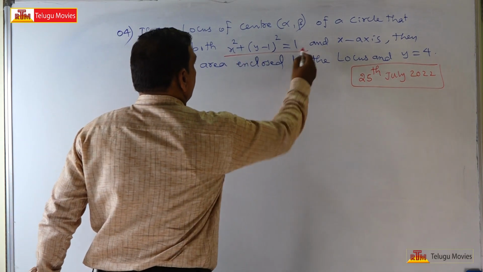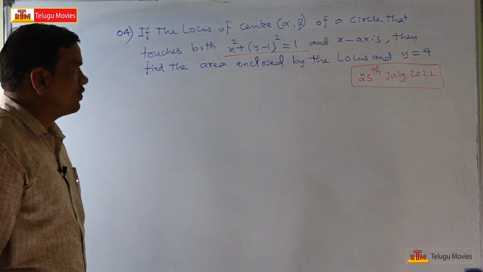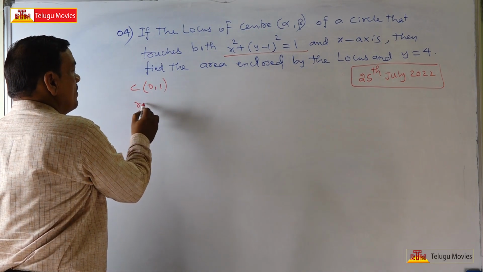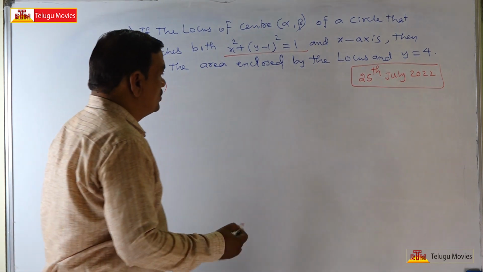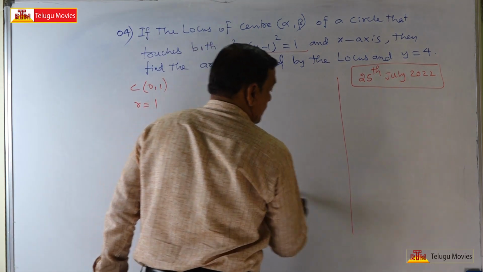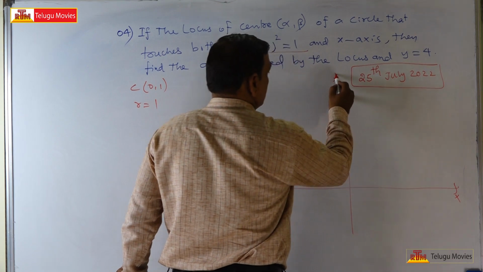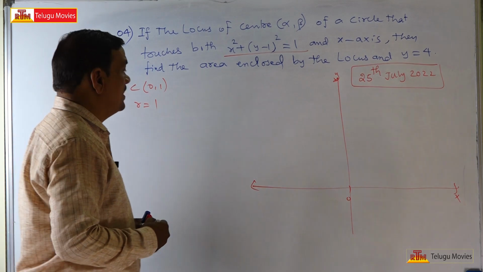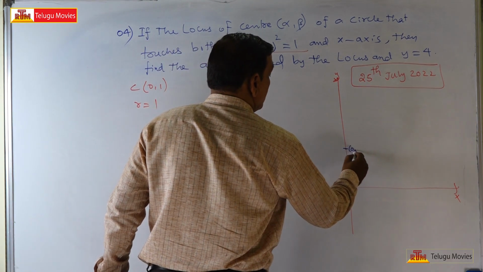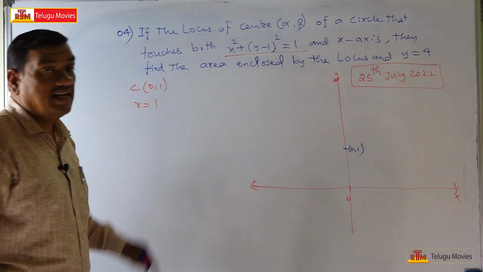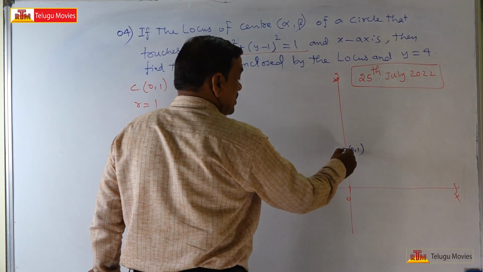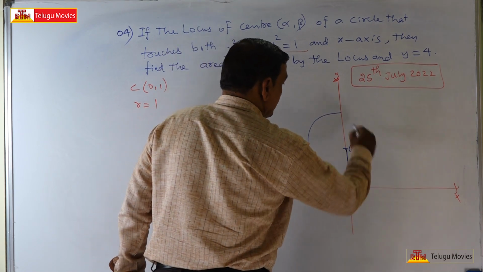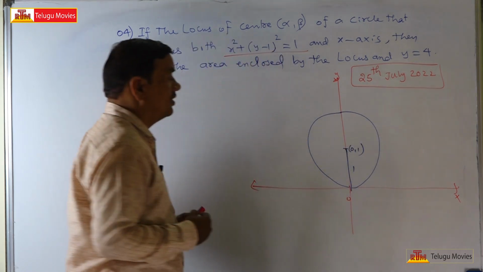What is that curve? x squared plus (y minus 1) whole squared equal to 1. If you observe, it is a circle with center (0, 1) and radius 1. Let us draw that first. Everybody will draw the x-axis, y-axis, origin. What is the center? (0, 1). So this is the center (0, 1). Radius is 1, so this length is 1. Therefore, your circle is this.